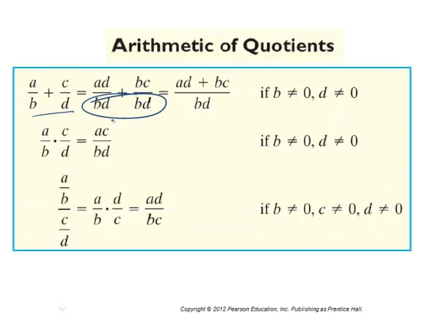Now, that's for adding and subtracting fractions. You need a common denominator. If you're multiplying two fractions together, you just multiply the numerators, multiply the denominators. If you have one fraction divided by another fraction, then you could take that top fraction times the reciprocal of that bottom fraction, like you see here. You just invert and multiply.